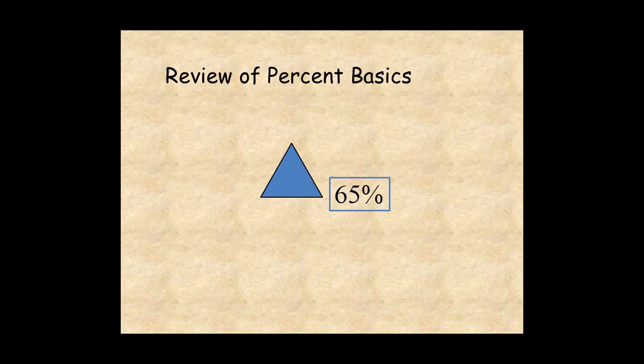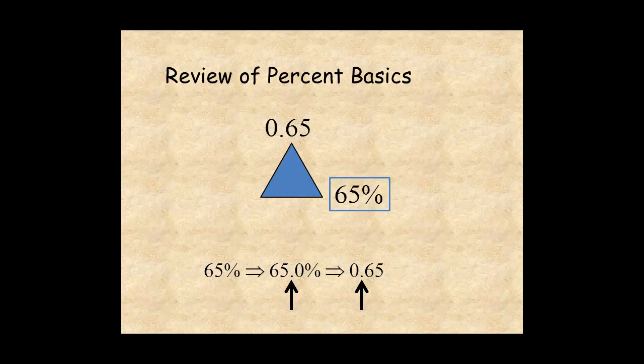If you start with a percent like 65%, rewrite it as 65 over 100, which is 0.65. So 65% is equivalent to 0.65. And there's a shortcut for this. Just move the decimal point, making the number smaller by 2 decimal places, and drop the percent symbol.